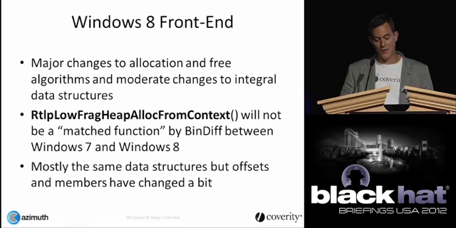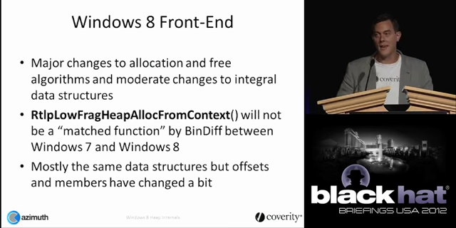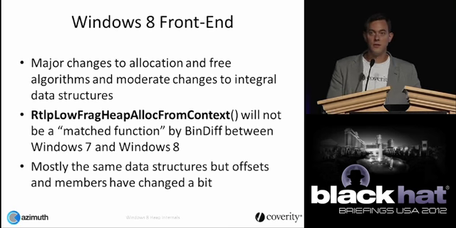Now we're going to talk about the user-land front end, or the low fragmentation heap. There were a lot of changes to algorithms and data structures in the front end. RtlpLowFragHeapAllocFromContext is the main allocation function for the low fragmentation heap. And when bin diffing it with the preview versions and Windows 7, they didn't actually come up as matched functions. So that's how much the functionality and data structure access changed. That made it very not fun to start analyzing.